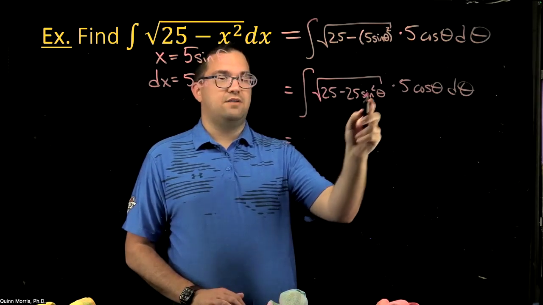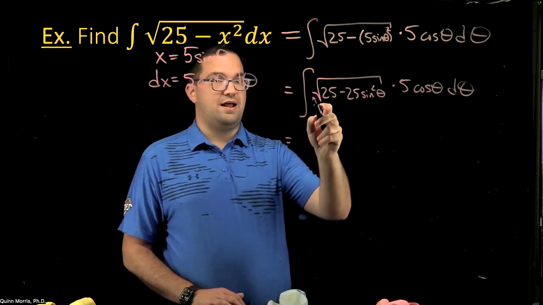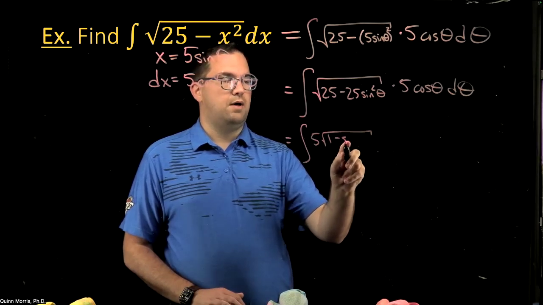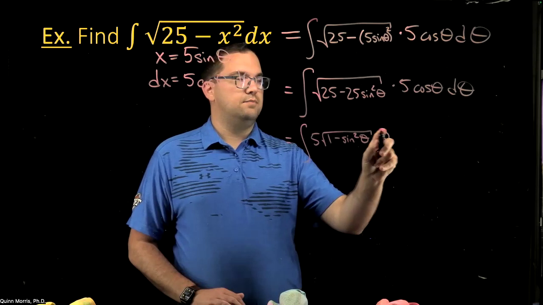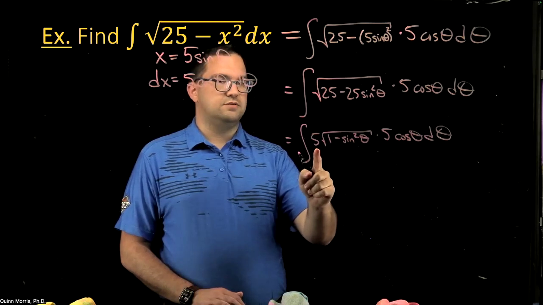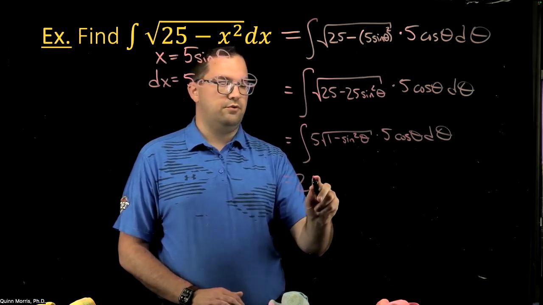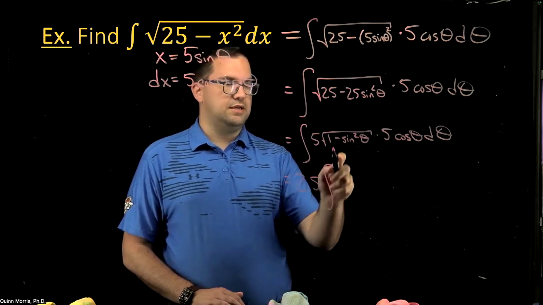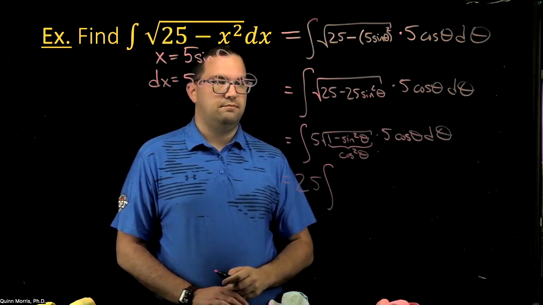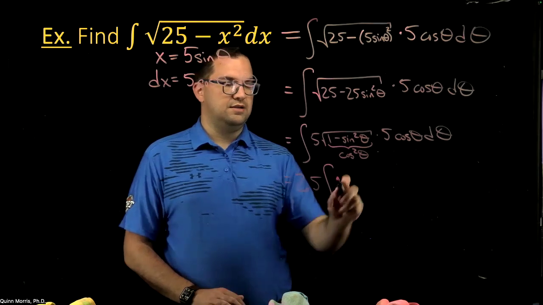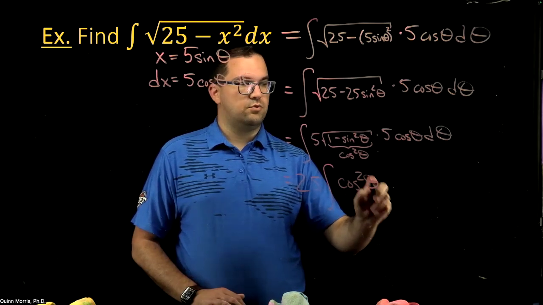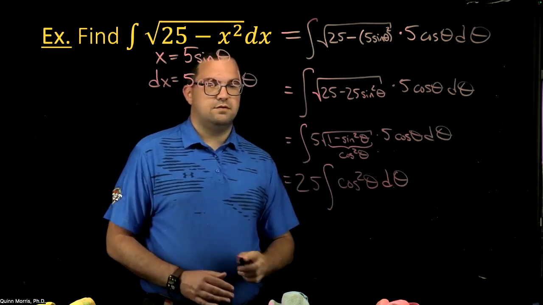I can factor a 25 out of each of these terms, and in fact, I can just pull that out of the square root, and it'll become a 5. So I'll get a 5 times the square root of 1 minus sine squared theta times 5 cosine theta d theta. I can combine these two 5s, 5 times 5 is 25, and pull them outside of the integral. I get 25 times the integral of this piece, which is just cosine squared theta, but the square root of cosine squared theta is just cosine theta. So I get 25 cosine squared theta d theta.